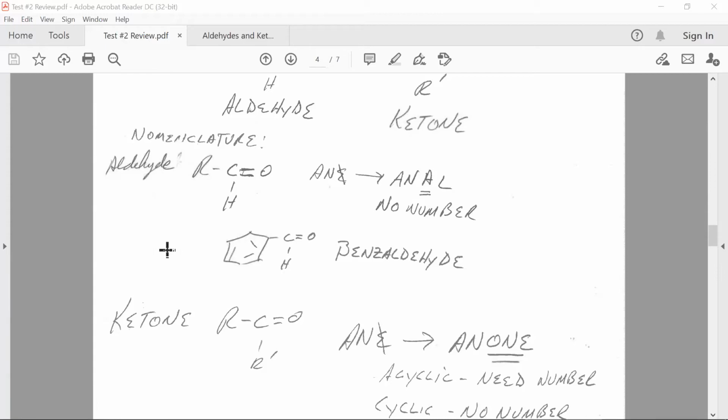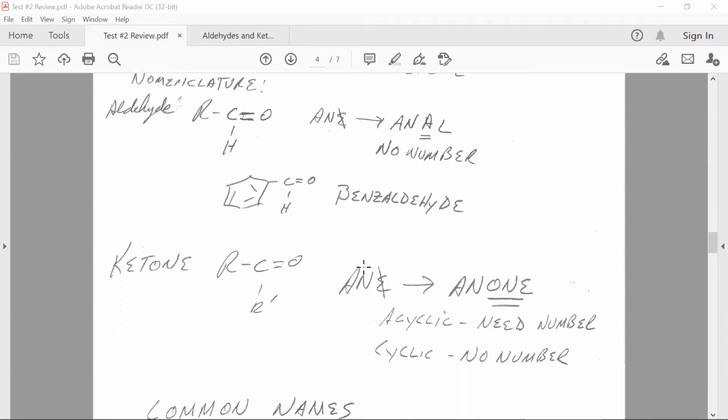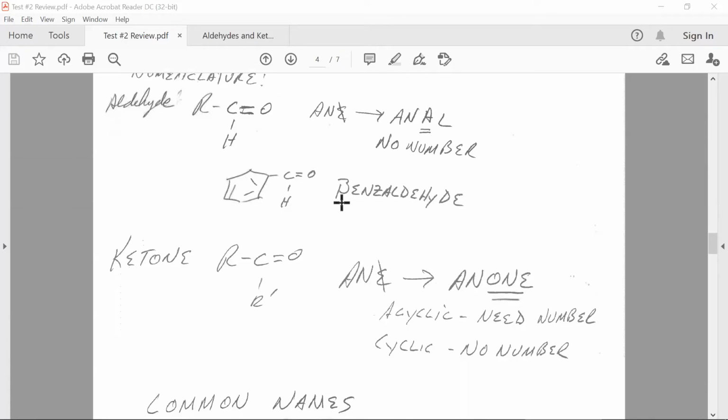A special aldehyde that is both the common and IUPAC name is benzaldehyde. If you remember the odor lab you did, benzaldehyde smells either like cherries, maraschino cherries, like Dr Pepper too, or it smells like almonds, like marzipan. If you haven't had marzipan, you're missing a lot in life. You should. And that's how you do benzaldehyde. And that's an IUPAC name that was taken from the common name.